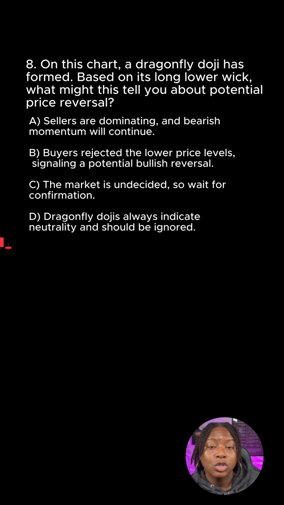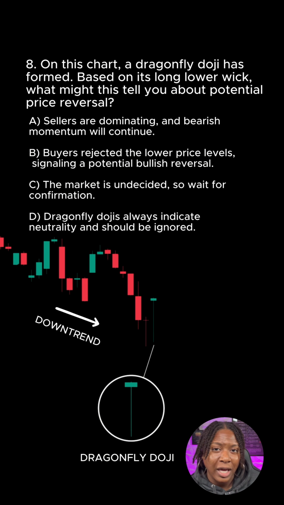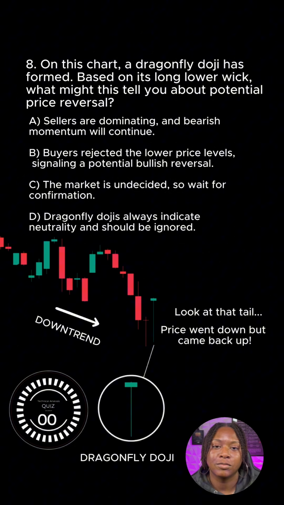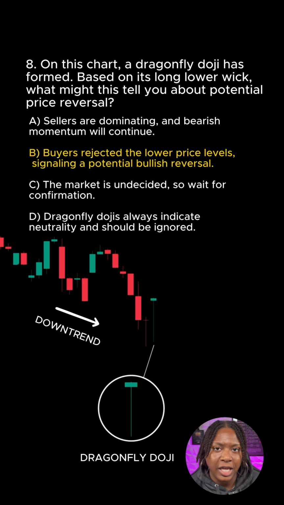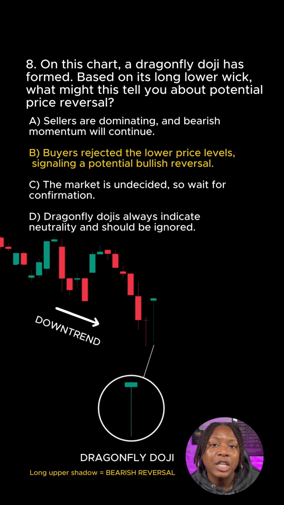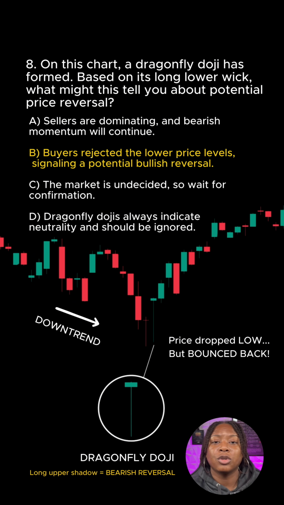On this chart, you see a Dragonfly Doji candle. Based on the long lower wick, what could this tell you about a potential price reversal? If you see a Dragonfly Doji candle after a downtrend, then it could signal a power shift. Sellers push prices down, but buyers take control, and it starts to move prices back up by the close. So that's a clear signal of potential bullish momentum.